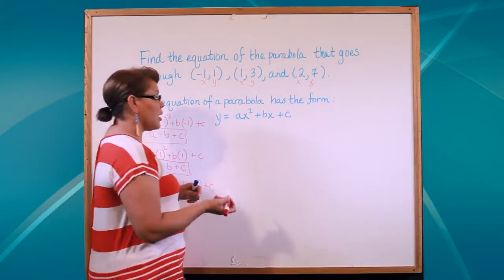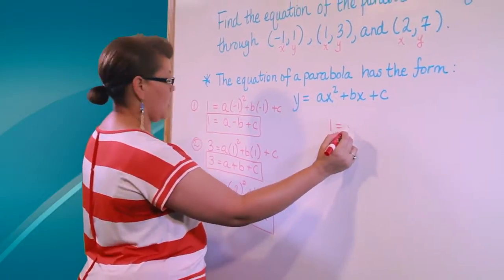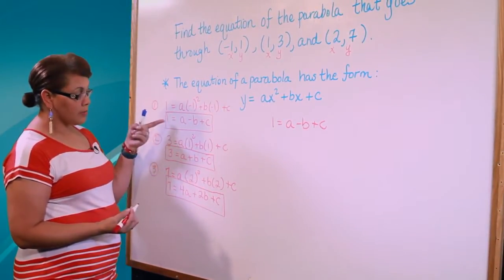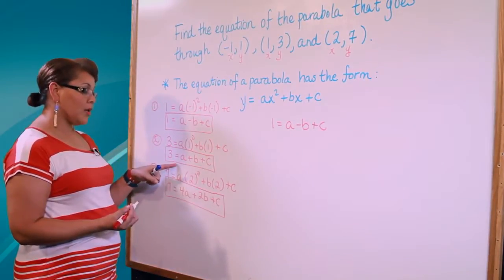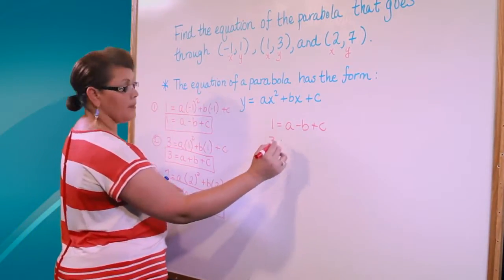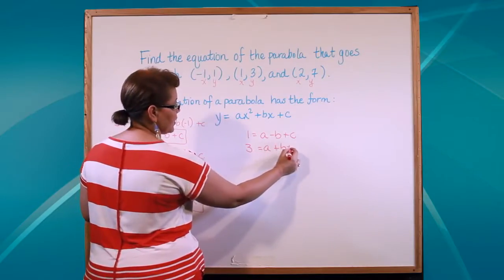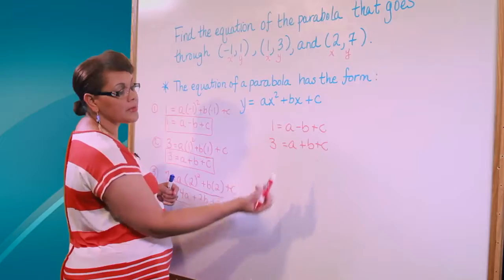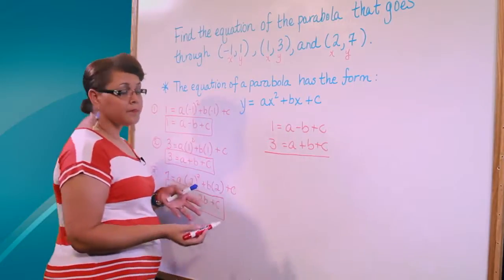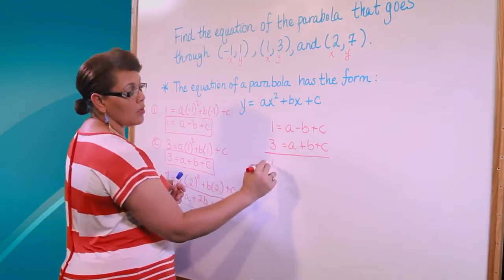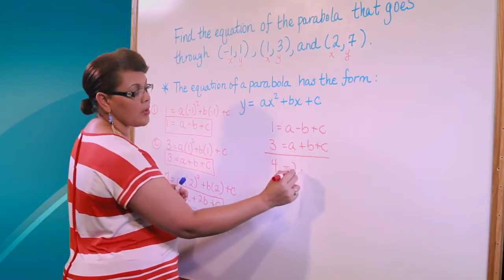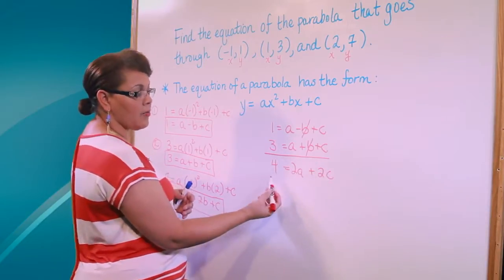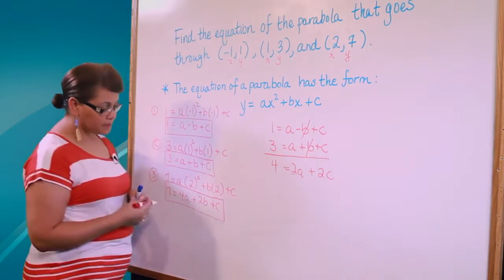So I'm going to take the 3 equations, which are 1 equals a minus b plus c, and I'm going to use the elimination method and combine it with the second equation, which is 3 equals a plus b plus c. The reason I chose these 2 equations is because I noticed that the b's were opposites of each other. So when I combine them using the elimination method, 1 plus 3 is 4, a plus a is 2a. I will eliminate the b variable, and now I have 4 equals 2a plus 2c.